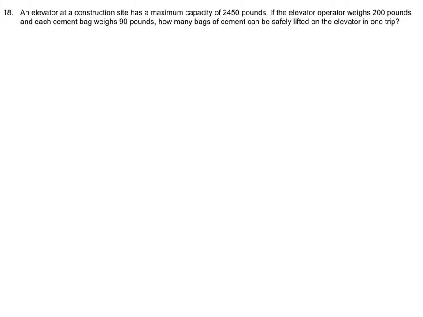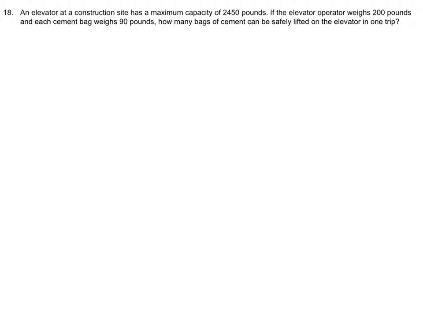An elevator at a construction site has a maximum capacity of 2,450 pounds. If the elevator operator weighs 200 pounds and each cement bag weighs 90 pounds, how many bags of cement can be safely lifted on the elevator in one trip? This problem describes an inequality. We're going to create an inequality and then solve for a missing variable.